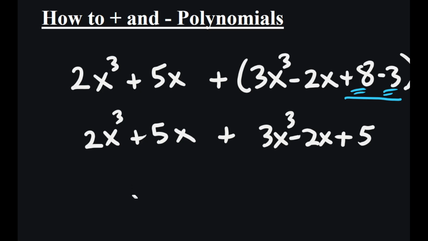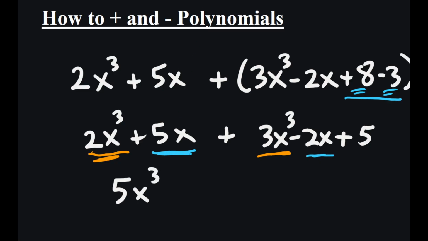And we can go ahead and keep combining like terms. So what are some like terms we can identify? Well, we have 2x to the third here and positive 3x to the third. That's a like term. And then we have positive 5x and negative 2x. Those are like terms. So let's go ahead and combine them. Let's combine the 2x to the third and 3x to the third first. What's 2x to the third plus 3x to the third? That comes out to 5x to the third. So 5x to the third, the first one.